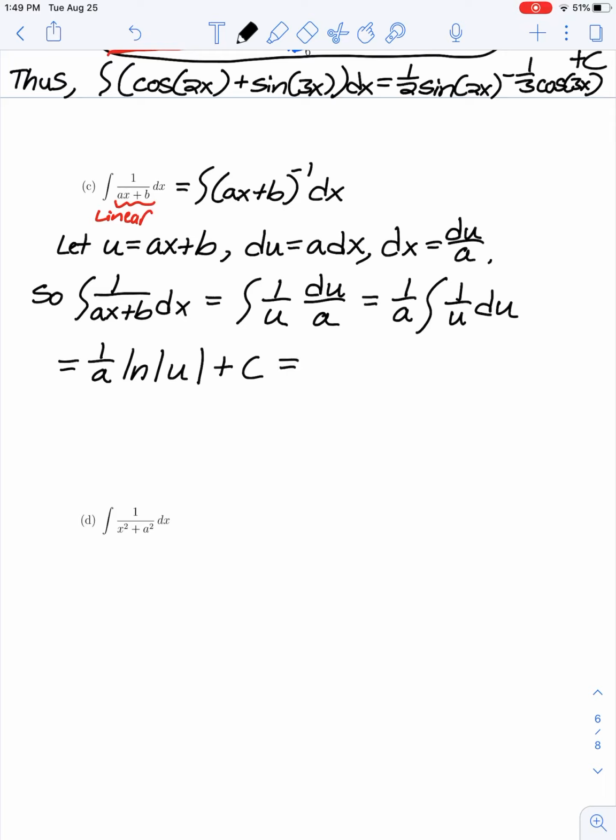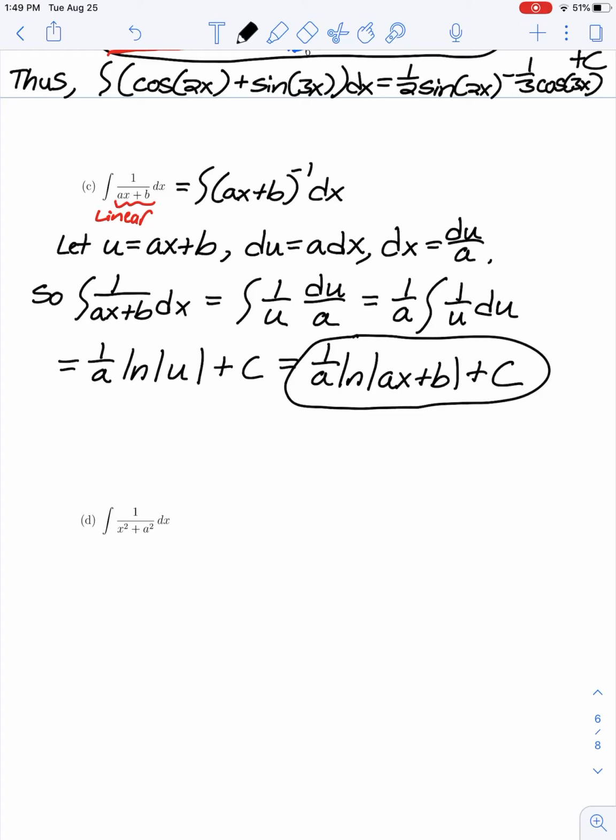Or rewriting this in terms of x, we have 1 over a times the natural log of the absolute value of ax plus b plus some constant c. All right. So this is another formula that would be very useful to have memorized throughout this course.